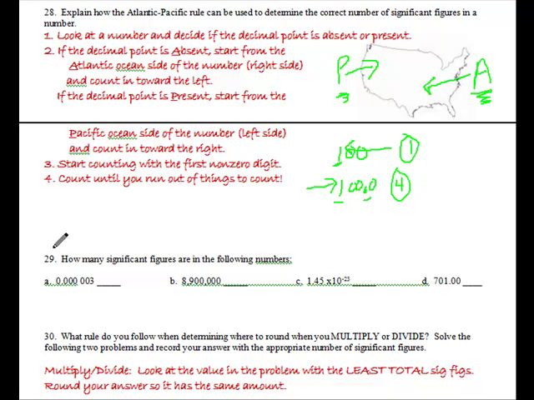Okay. Number 29, how many sig figs are in the following numbers? Decimal point's present, so I count from the Pacific Ocean side. I can't count any of my zeros. I start counting with the 3, and I count till I run out of things to count, which I did right away. B, decimal point's absent, so I start counting in this direction. I can't count any of these zeros. I start with the 9, and I count till I run out of things to count. The 9 and the 8 count, there's 2. Scientific notation, ignore this. Whenever you have scientific notation, ignore that. Decimal point's always going to be present. Come in from this side, and you've got 3. And over here, it's present. Come in from this side. 1, 2, 3, 4, 5. They all count.